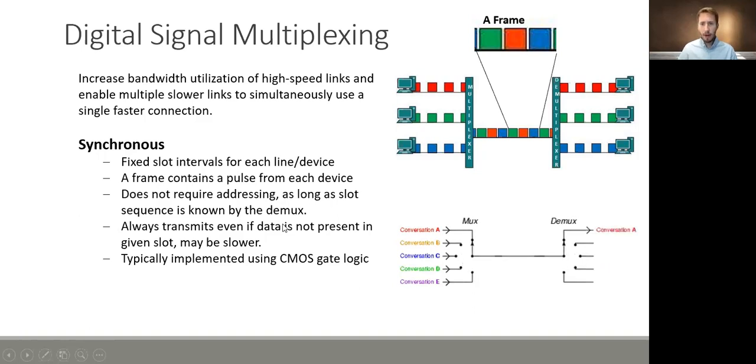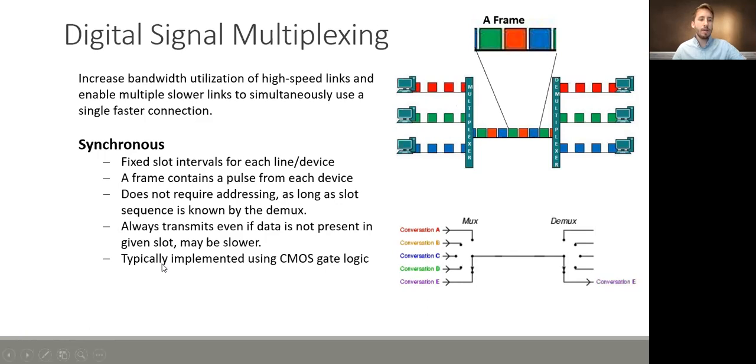However, what happens if, for instance, this computer on the red line does not have data in its buffer? The line is empty. In that case, it would just transmit nothing. Then you would have an empty slot. So this really slows things down. If you're trying to multiplex multiple lines and a certain line is a slower speed line, you will have less data and your multiplexing will be less effective.